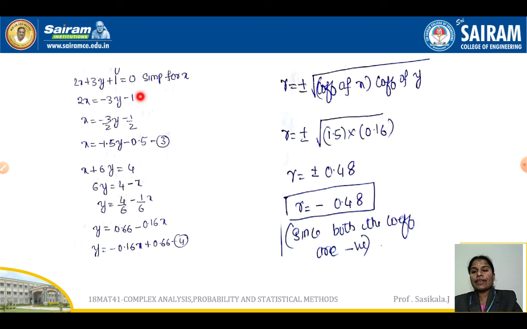Okay. So we have changed the equations. The first one will be converted to x on y, the second one to y on x. I got the correlation answer, what is it? Plus or minus 0.48. Both are negative. The correlation must be a negative correlation. So r is equal to minus 0.48.